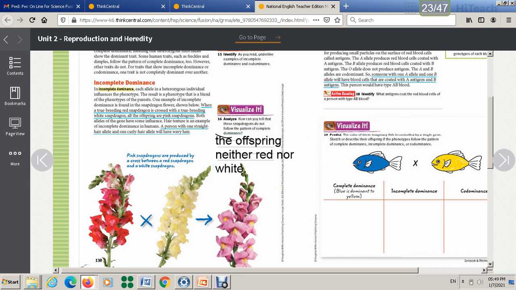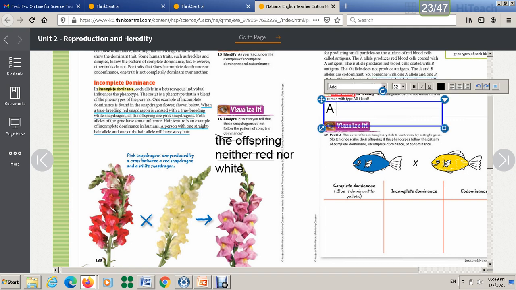Let's move now to question 18. Identify what antigens code the red blood cells of a person with type AB. What are the antigens he has? What do you think for AB? For sure, A gives antigen A, and for B, if you remember, we said it gives antigen B. So he has two antigens, A and B. Okay, sorry, B, capital.